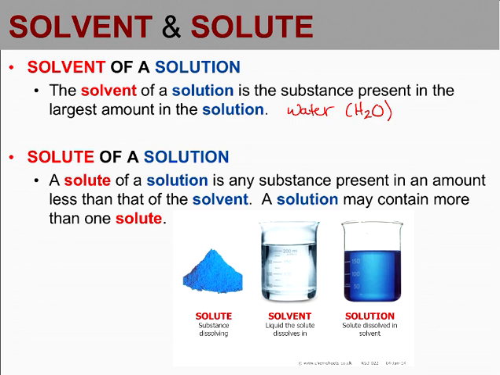So down below we have an example of a solute. So we've got a blue powder there. This is probably something that contains copper. Copper tends to have a bluish color, at least in one of its forms. And then next to that is a solvent, which is most likely water. And then when we mix the two together, so we're adding them together, we get our solution.